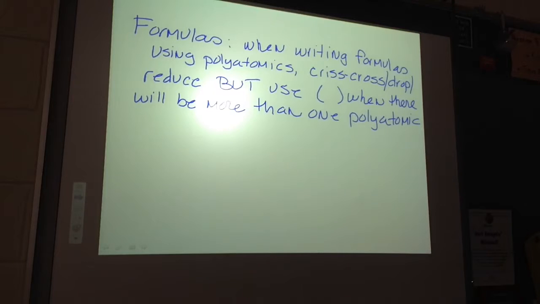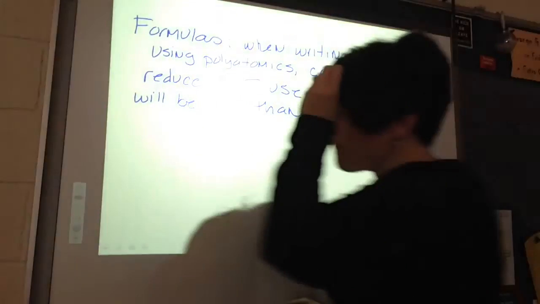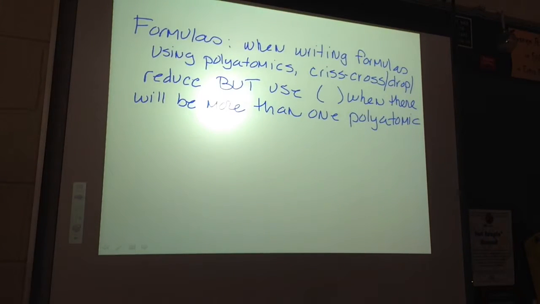Just using polyatomic ions. We're going to crisscross, drop, and reduce, but we're going to use parentheses whenever we're going to have more than one polyatomic. I'm going to show it to you. We're going to take some good, nice baby steps. Most of the time, the need to use parentheses will be clear. There's a few times where it's a little sketchy, so you've got to always be thinking about it. But a lot of times it'll be really clear.